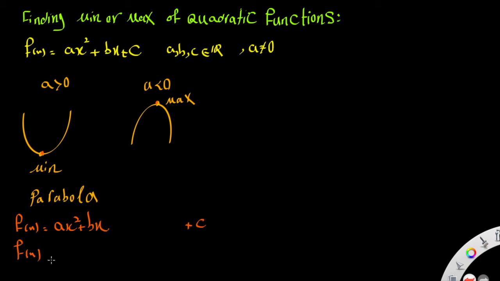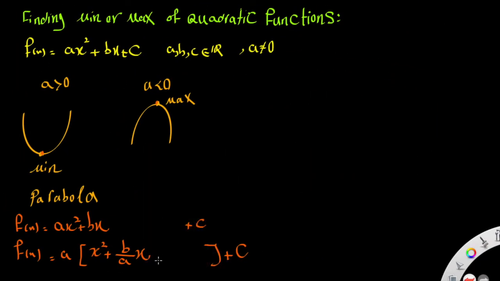Next step is to factor out the coefficient of x squared. So it will be a times x squared plus b over a x, I leave some space here, plus c. Next step is to add and subtract the square of half of the coefficient of x. The coefficient of x is b over a, times 1 over 2, which is half, will be b over 2a. So b over 2a squared is added and the same thing is subtracted to keep it the same.